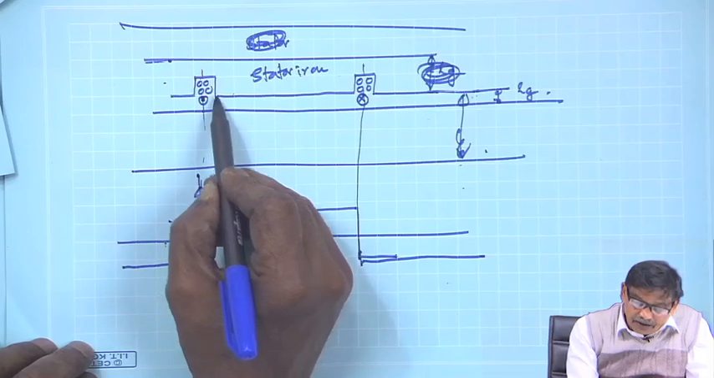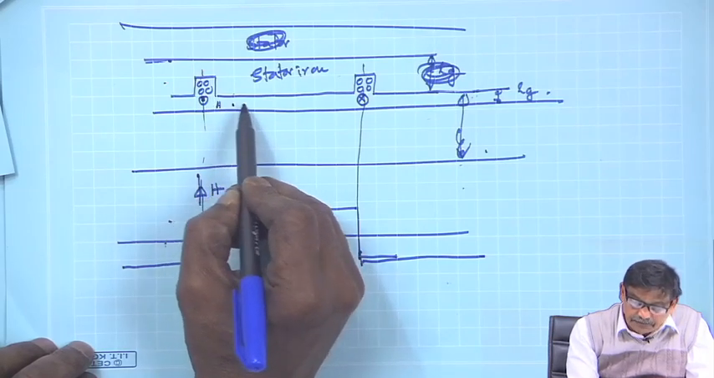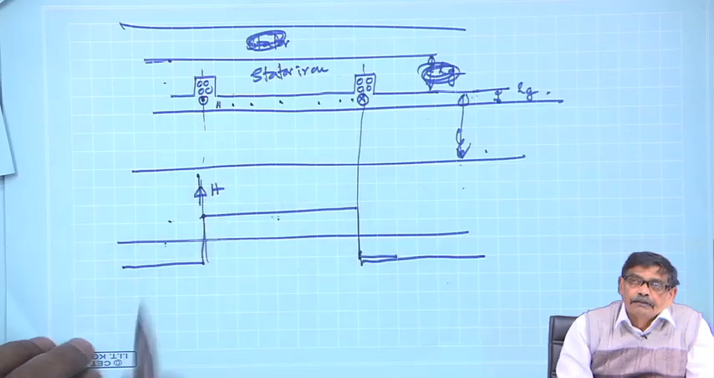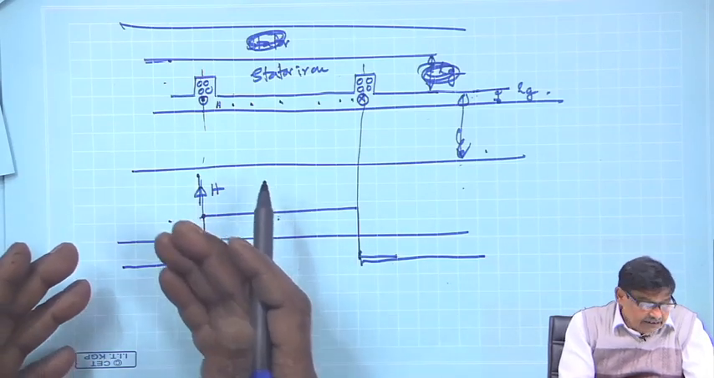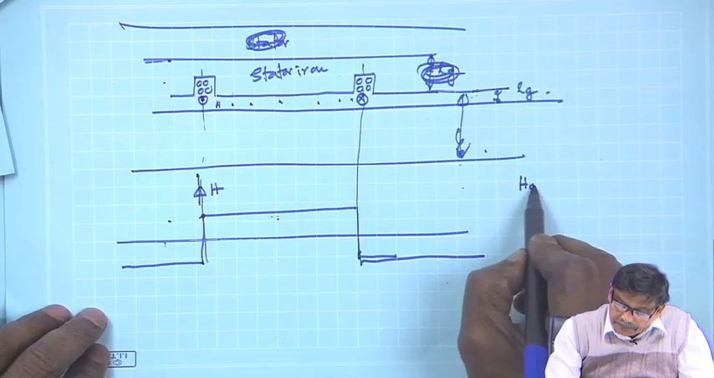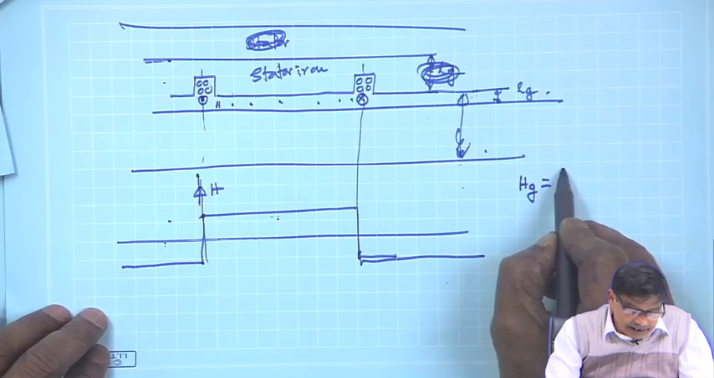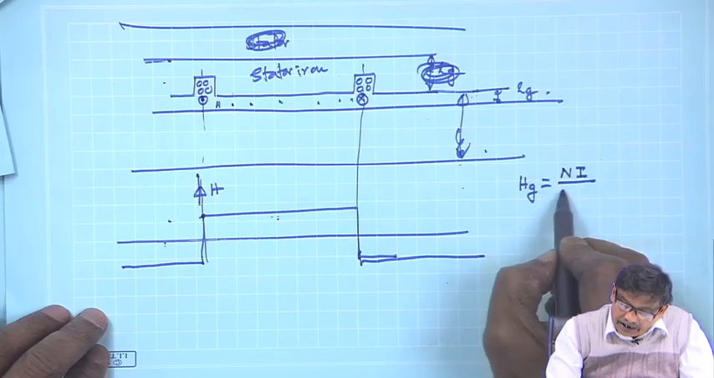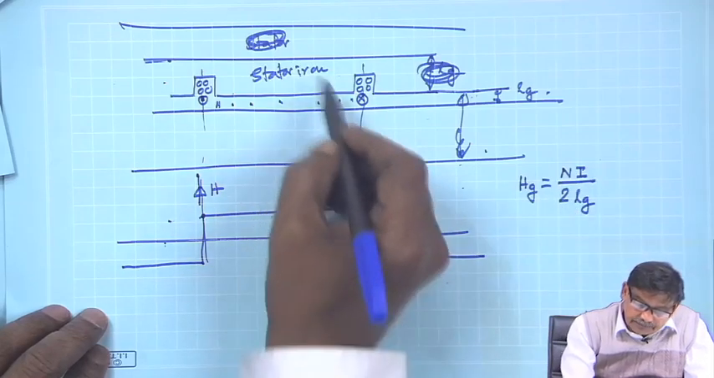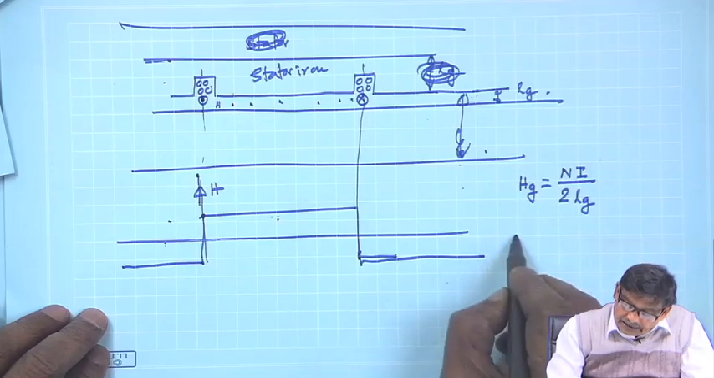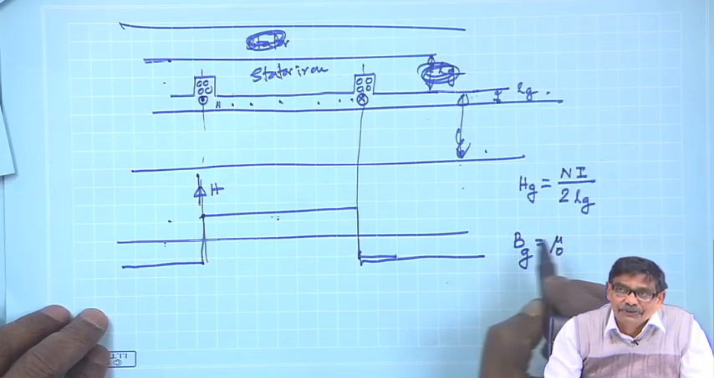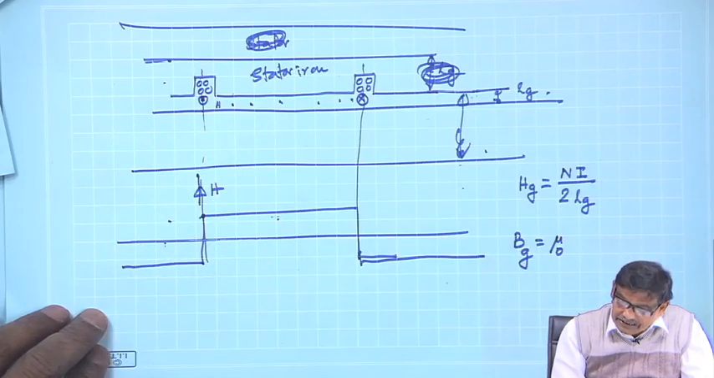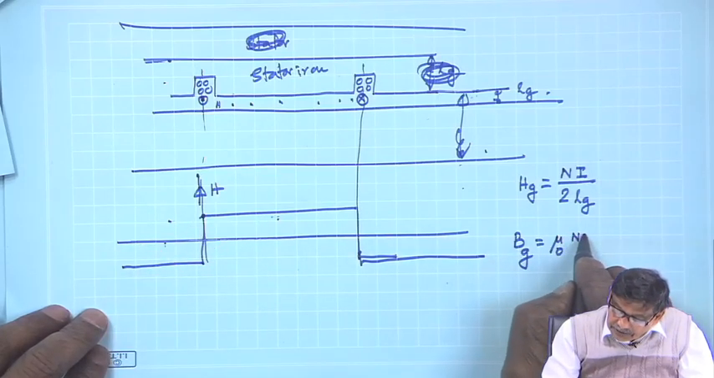In the air gap, how much is the value of H at this point, at this point, at this point. And if you know H, what is the value of B? Just multiply that H with mu 0. So, Hg will be equal to N I by twice Lg. There are two air gaps in series, and then I say Bg will be equal to only mu 0. In the air gap, I want to find out the flux density. So, this will be mu 0 N I by 2 Lg.